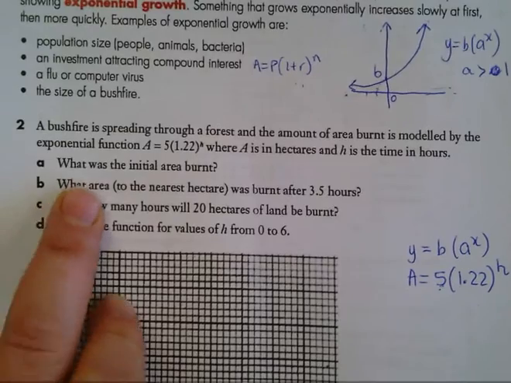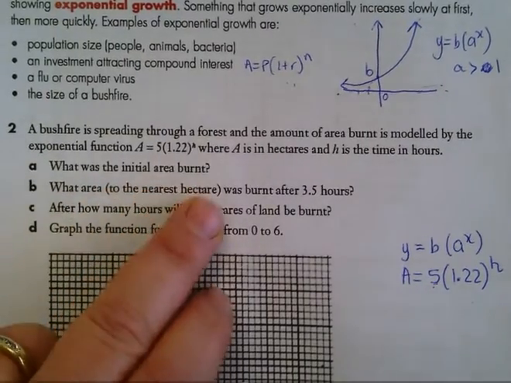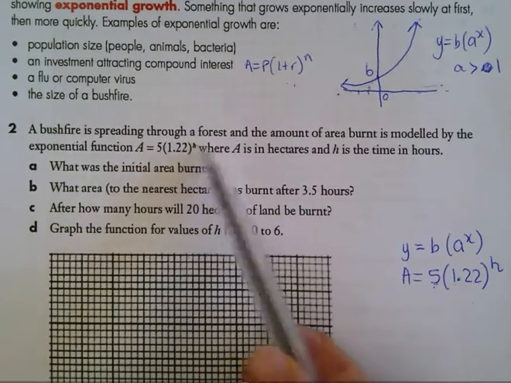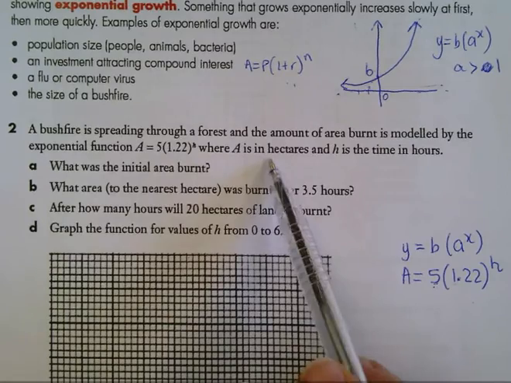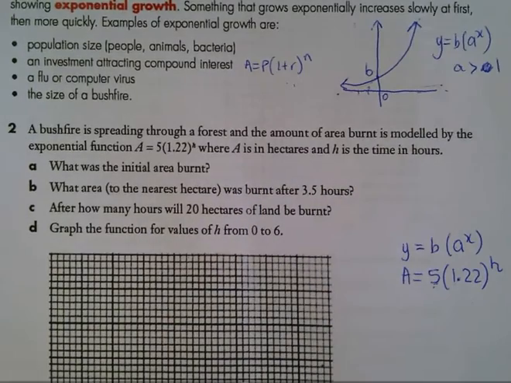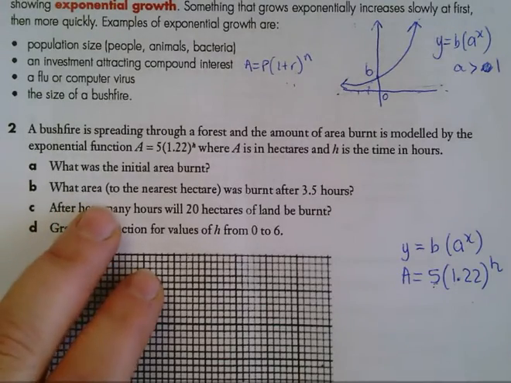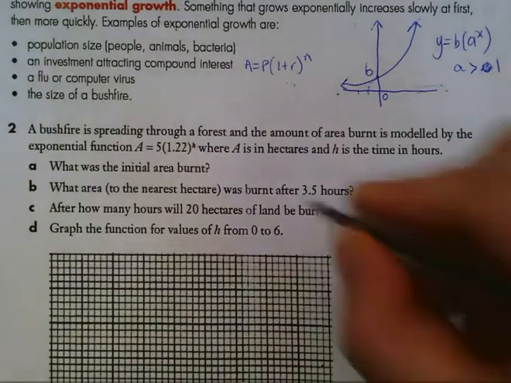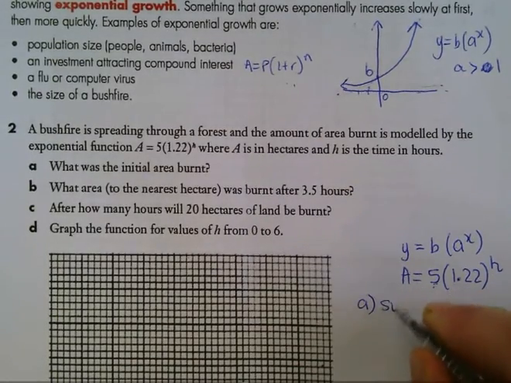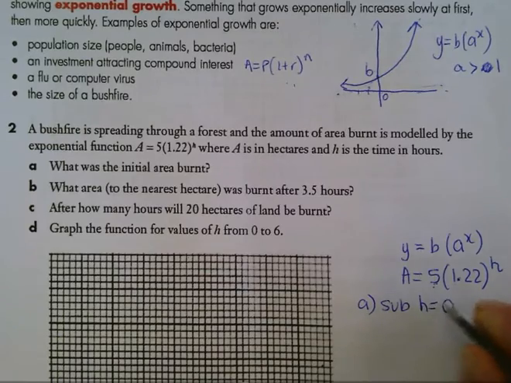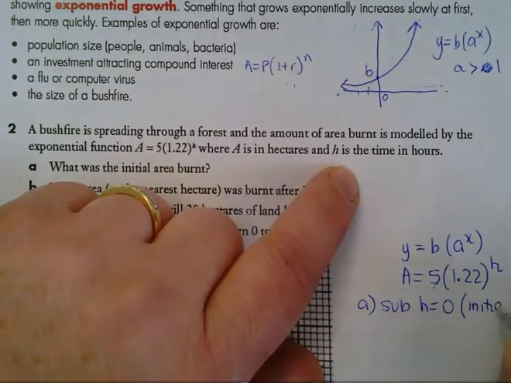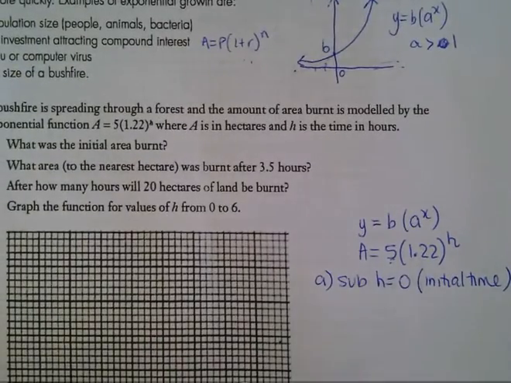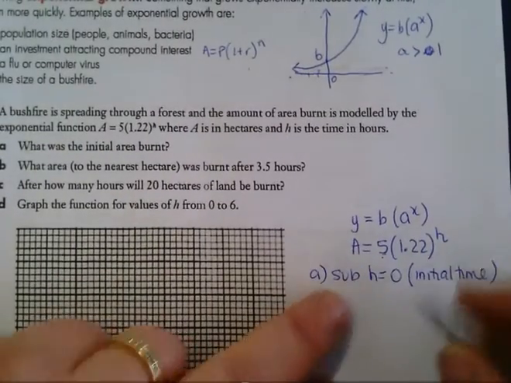So the first question is, what was the initial area burnt? Let's read what each thing is. A equals 5 times 1.22 to the power of h, where A is the area in hectares and h is the time in hours. When we ask about initial time, that is when time is what? Initially, time is 0. So for part A, you substitute h equals 0, hours equals 0. That is the initial time. But you could do it that way. The other thing you could do is just know that you will get 5.